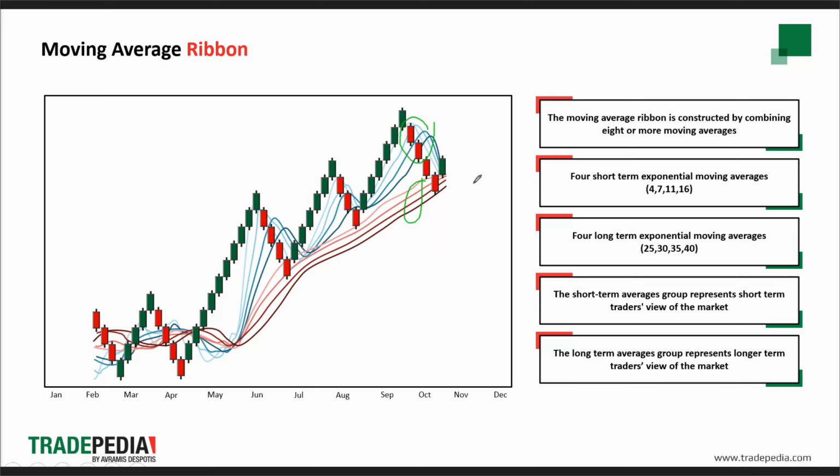So you look at the ribbon and you look at the 2 groups, 4 short-term averages and 4 long-term averages. They let you see how short-term traders are looking at the market versus how long-term traders are looking at the market, and you can judge how price could move from there, in response to how these moving averages are reacting with each other. Okay, so this is the moving average ribbon.